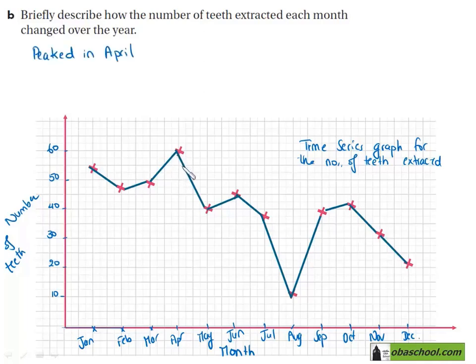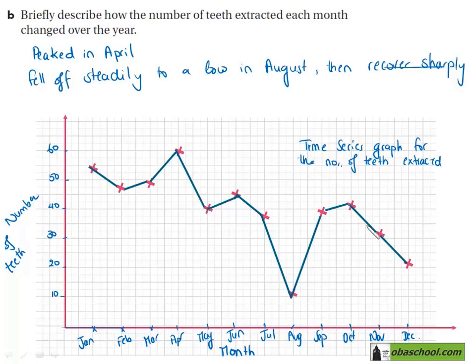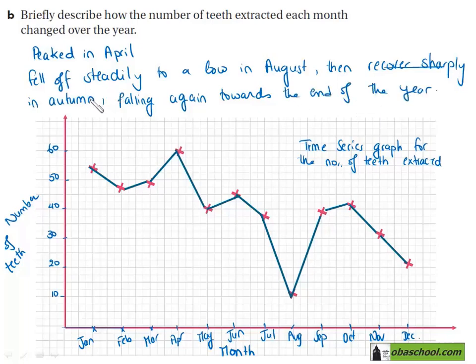And so basically some keywords that you can use, for example, are peaked, fell off steadily to a low, hit a low in August, then came back and recovered sharply in the autumn, falling again towards the end of the year. These keywords are essential when it comes to describing a trend in a time series line graph.